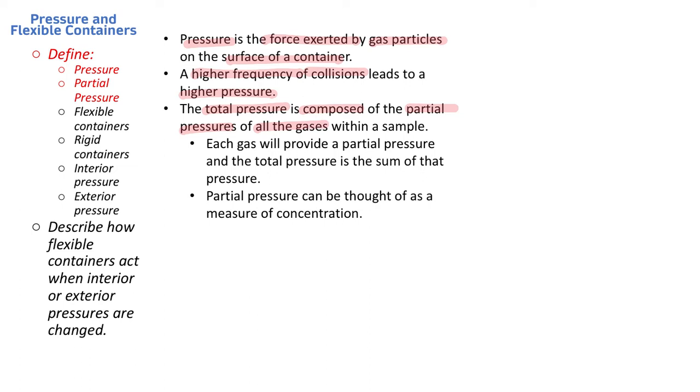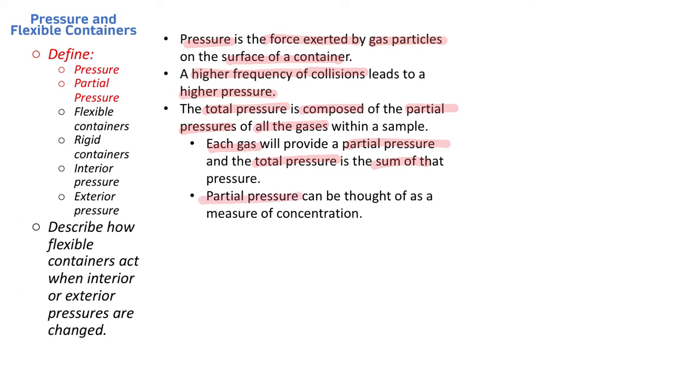The total pressure is composed of the partial pressures of all the gases within a sample. The idea is that maybe you have more than one type of gas within a sample. So if gas A, let's say oxygen gas, provides 100 kilopascals of pressure, and nitrogen provides another 200 kilopascals, then you would have 300 kilopascals in total. It's effectively just adding up all the partial pressures. Each gas provides a partial pressure and the total pressure is the sum.